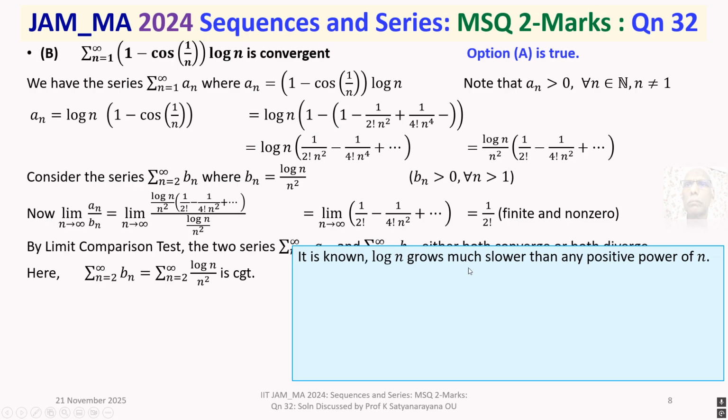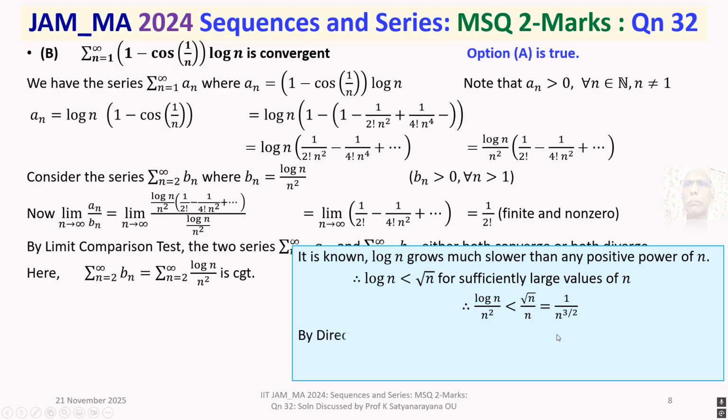It grows very slow. So log n is less than root of n for sufficiently large values of n because it grows much slower than any positive power of n. The positive power is 1 by 2 we have taken, and for sufficiently large values of n, log n is less than root n. Therefore log n by n square is less than root n by n square. There is a print mistake here, not n square. Root n by n square, that is 1 by n to the power of 3 by 2.